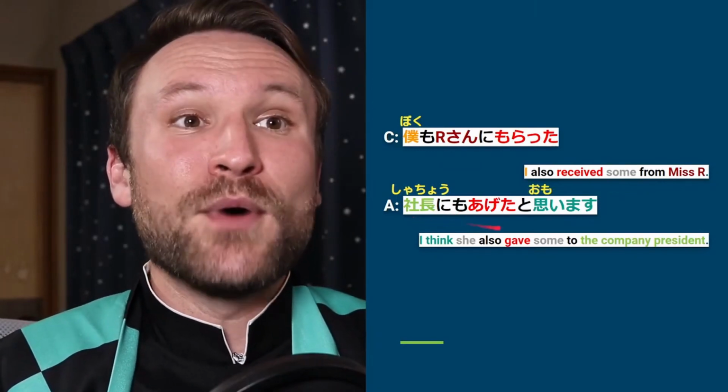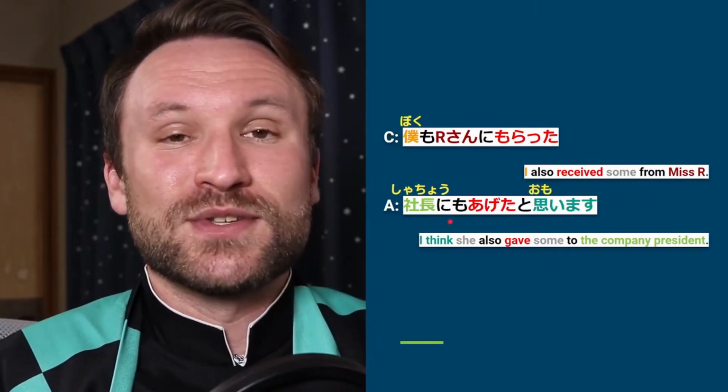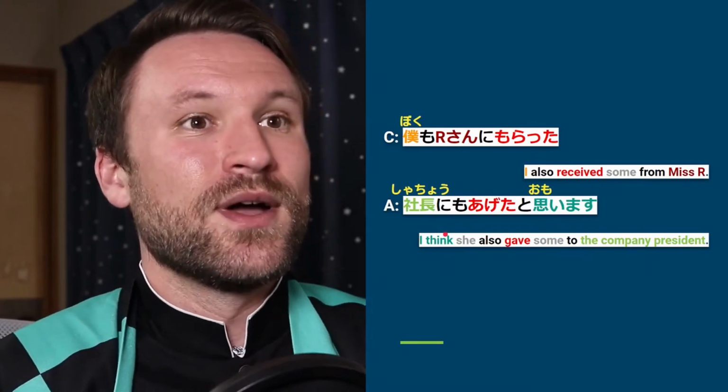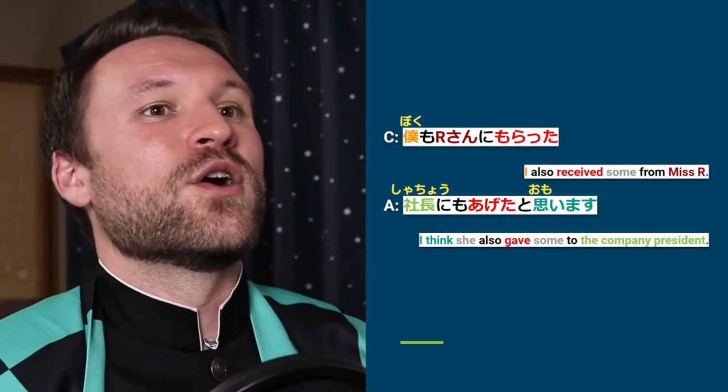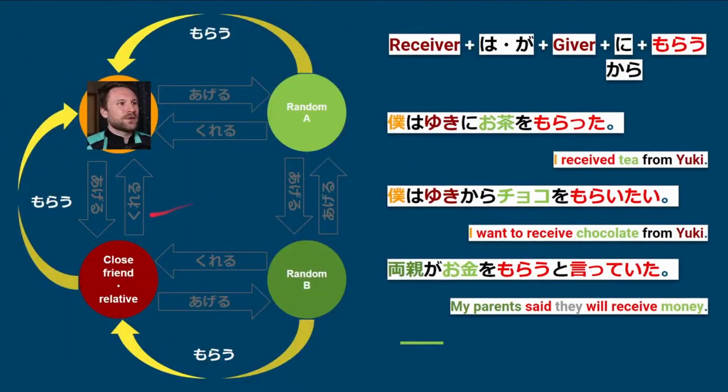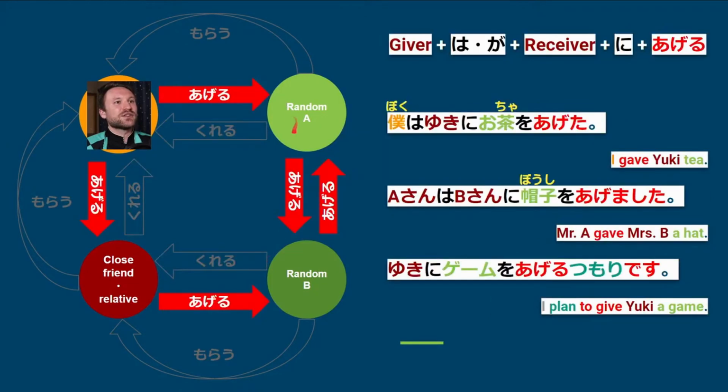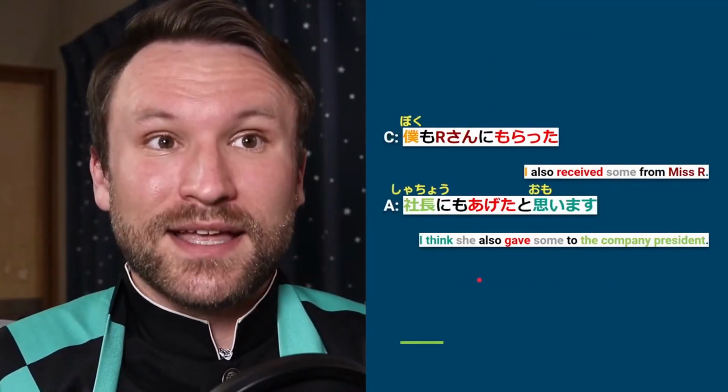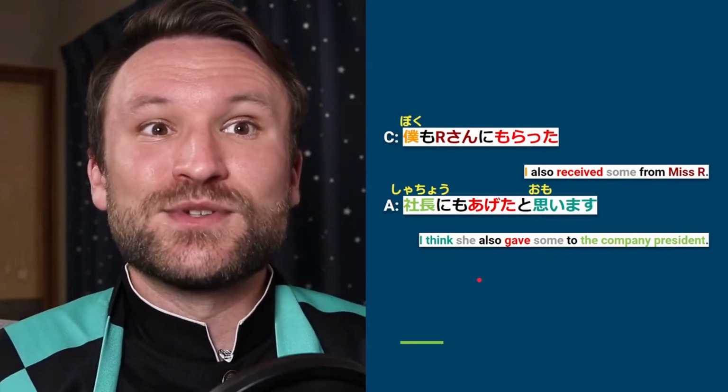社長にもあげたと思います. So 社長's not here. We're talking about 社長. So Miss R and 社長. If we go up and look at these circles, drop my face off the map. We go back and look at the circles. They're between each other. Two people that we don't know. Well, we know them, but it's not us. Two random people. So Yuki or R-san, I guess, and 社長. So we have to use ageru. Has to be ageru. 社長にもあげたと思います. I think she also gave some to the company president.